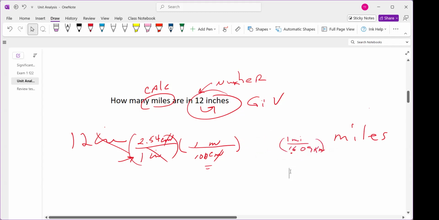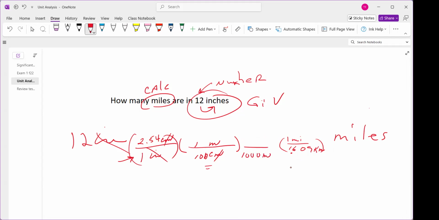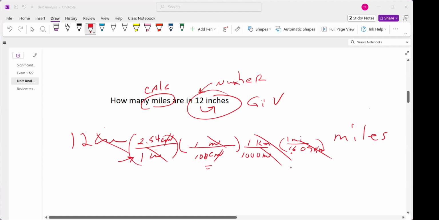Now, what's the next conversion factor? Meters to kilometers. How many meters are in a kilometer? Okay, so meters cancel, kilometers cancel. What are we left with that's not been canceled? Miles. And that's what we're trying to calculate. So this is a 1, 2, 3, 4 step problem.